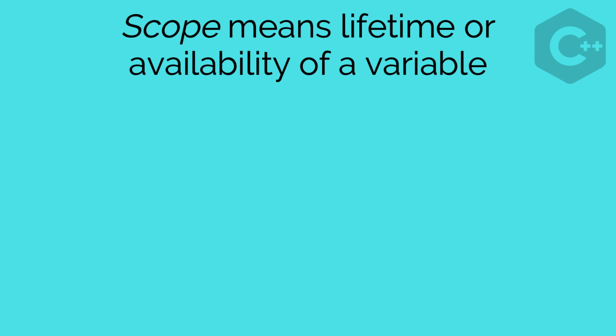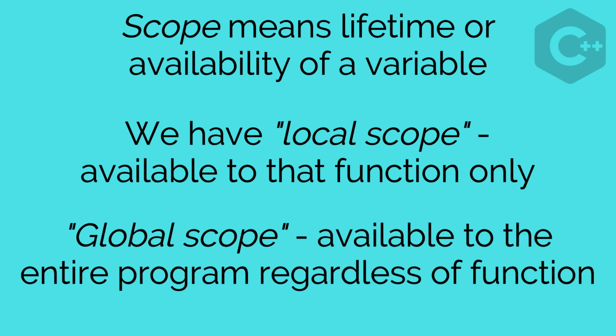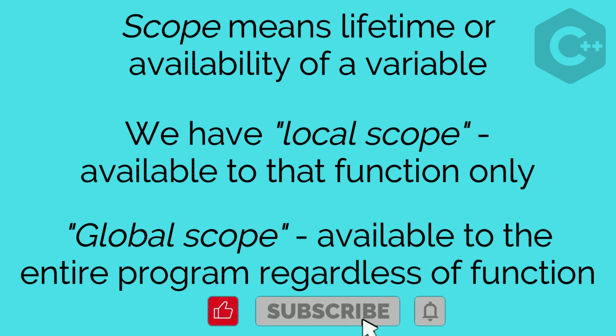So to conclude, scope means lifetime or availability of a variable. We have local scope, meaning available to that function only, and global scope, which means available to the entire program regardless of function.